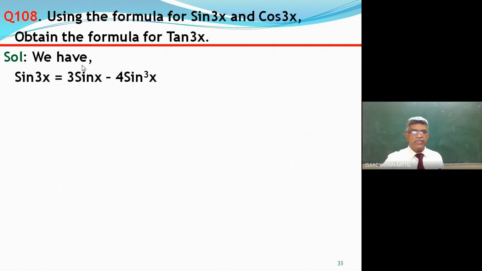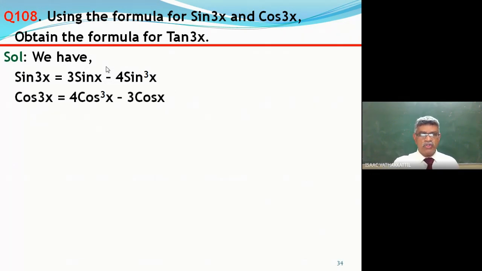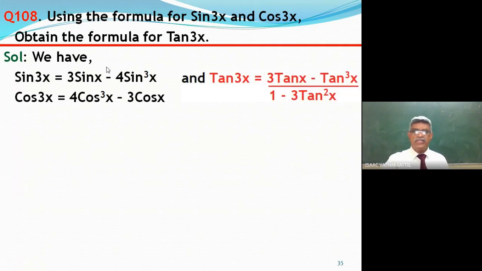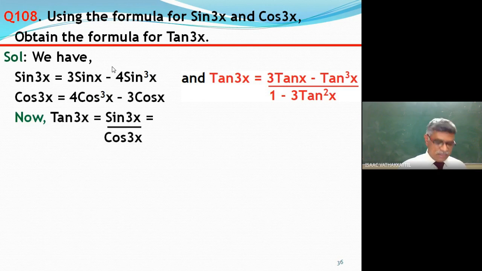Sin 3x we know is 3 sin x minus 4 sin cube x, no doubt. Cos 3x you know is 4 cos cube x minus 3 cos x, and tan 3x we know is 3 tan x minus tan cube x upon 1 minus 3 tan squared x. Now what we need is that this has to be proved. Tan 3x is sin 3x by cos 3x we know.